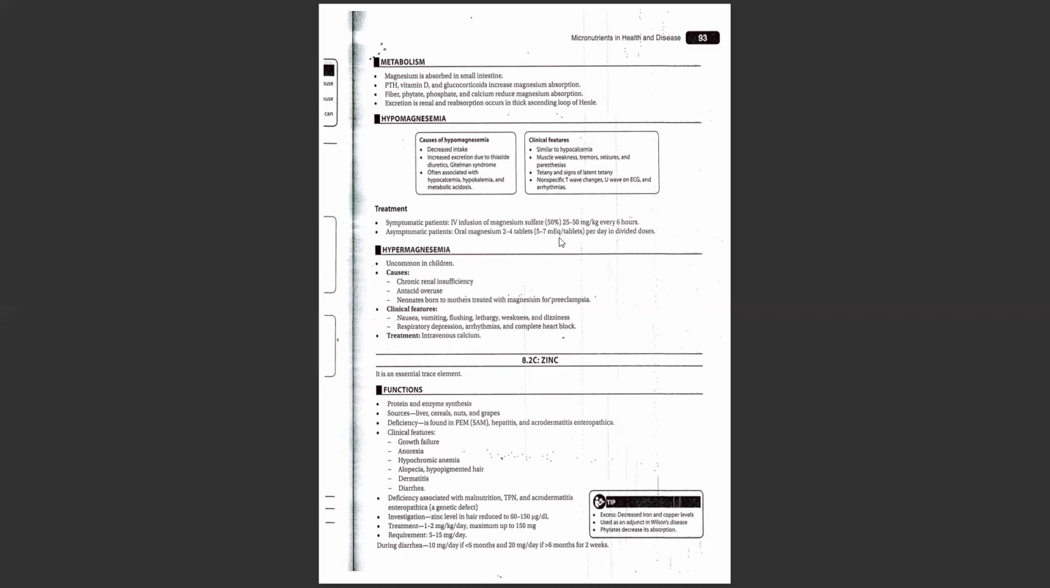In zinc deficiency, zinc is the second most common trace element in the body after iron. And it is an essential micronutrient with a diverse but critical physiological role, being part of more than 200 enzymatic reactions.